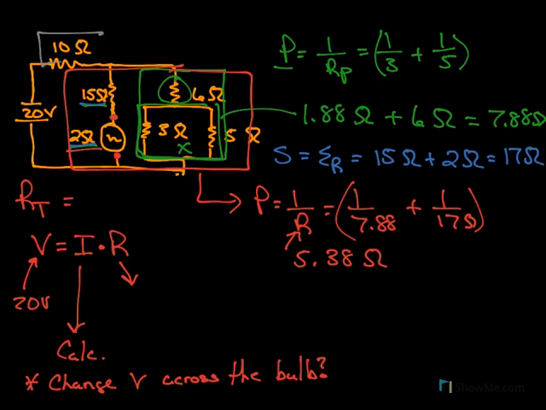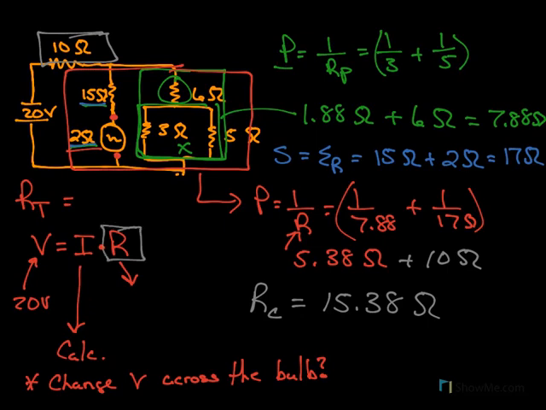for all of my resistance except for my last little piece, which is this piece right here, my 10 ohm resistor. But because it's now in series, I can simply add my 10 ohm resistance to that, and I come up with a total resistance for the circuit of 15.38 ohms. Okay, so we've done a little bit of circuit analysis. We've been able to solve for this resistance here.